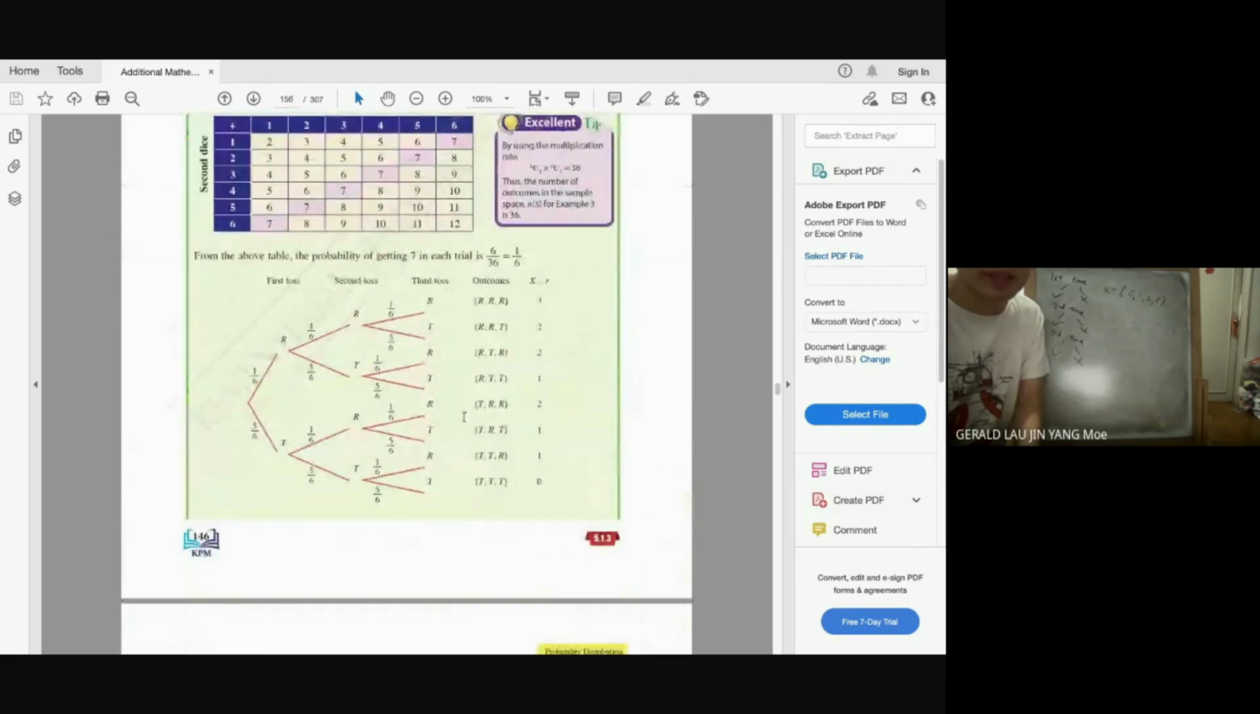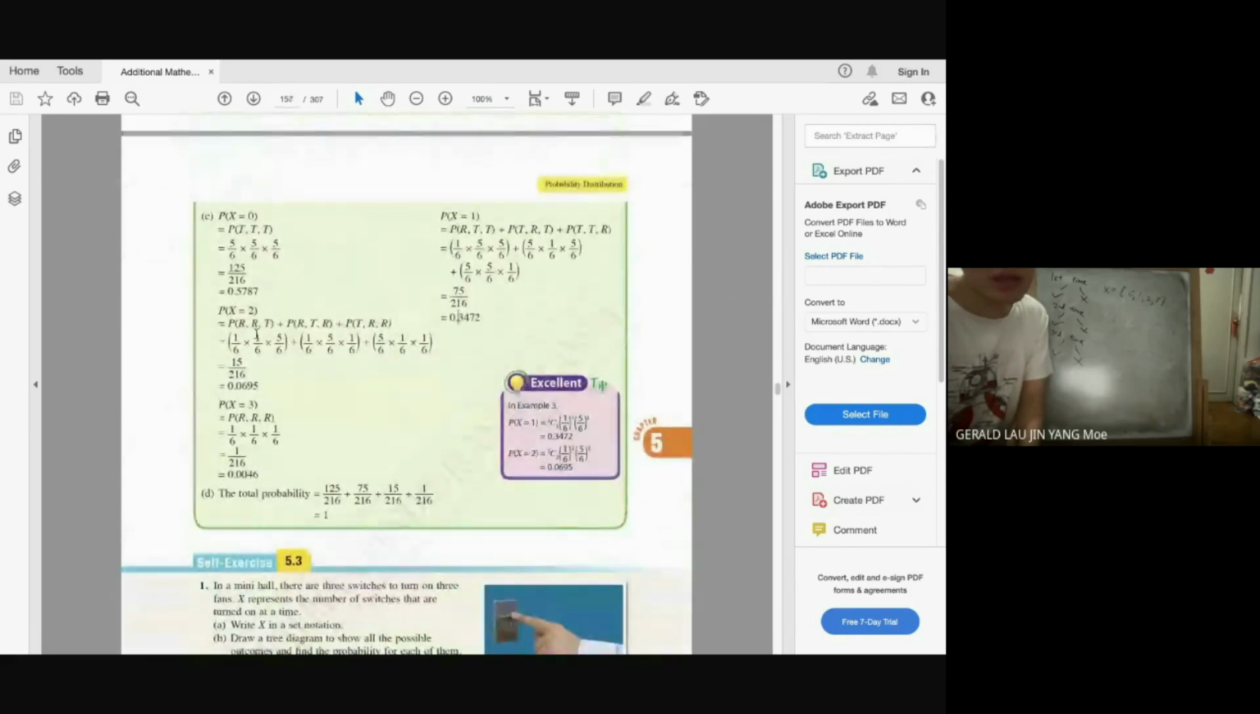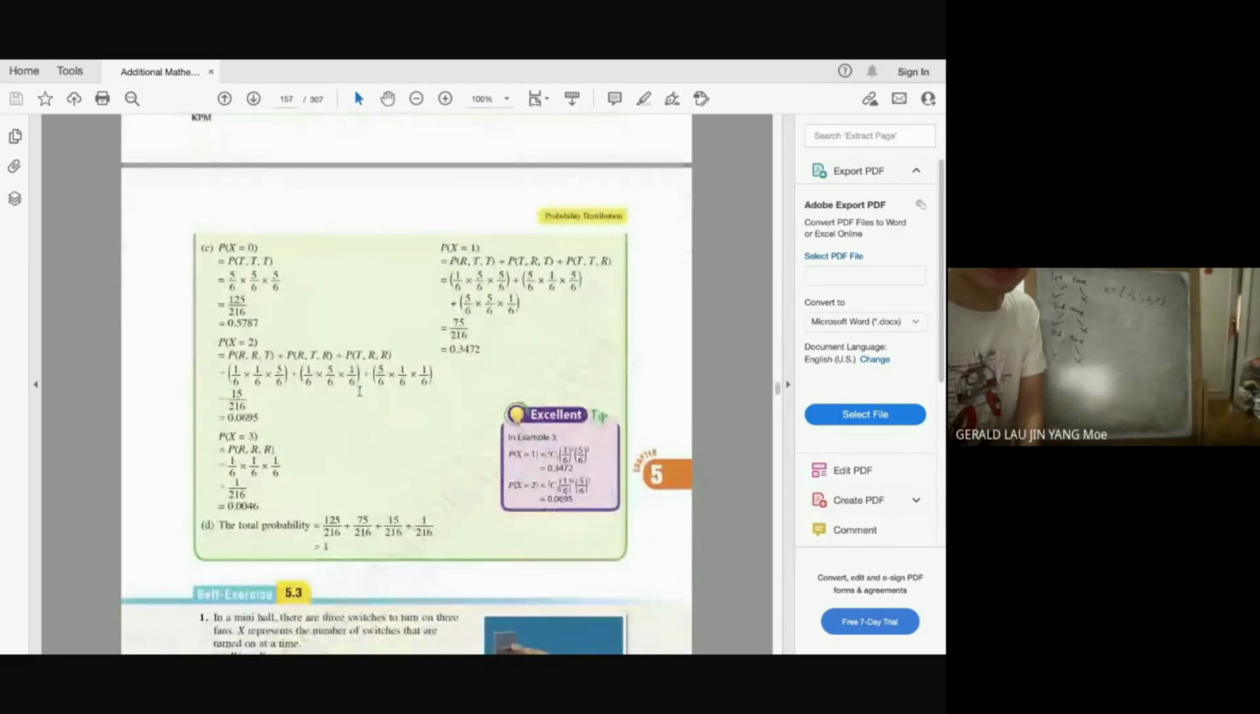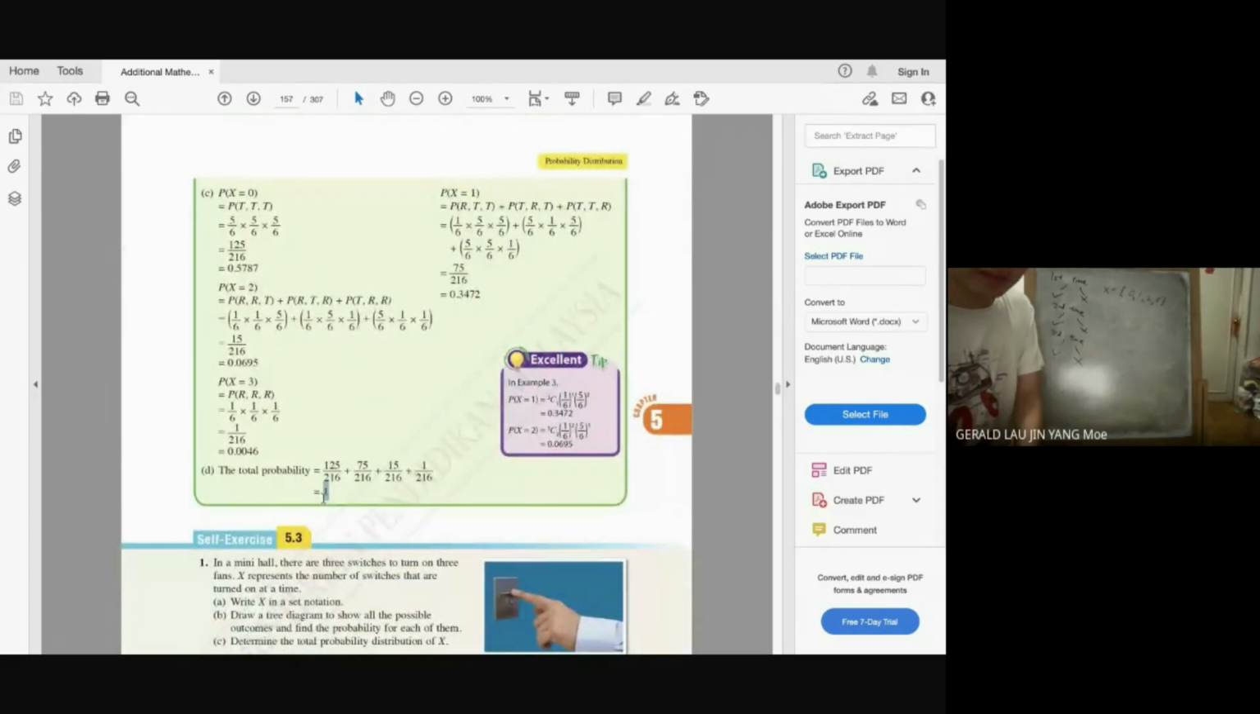Okay, so probability is 2, same thing, okay? You have 3 outcomes, so you plus together. Probability is 3, then you times together. So total probability of this discrete random variable is always 1, yeah? Okay? Because 0 is failure, 1 is success.